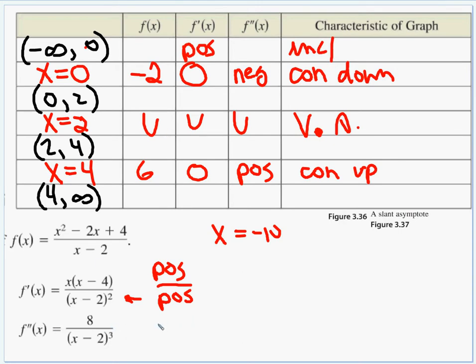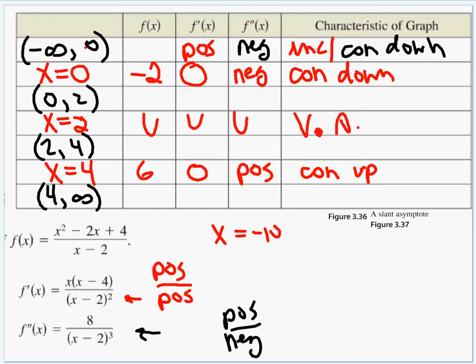Let's put the negative 10 in this second derivative. Our numerator is a positive 8. And then we're going to have negative 10 minus 2. That's negative. And when we cube it, it stays negative. Positive over negative is negative. Negative. And that means we are concave down.